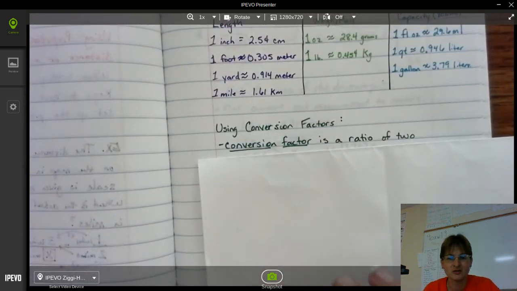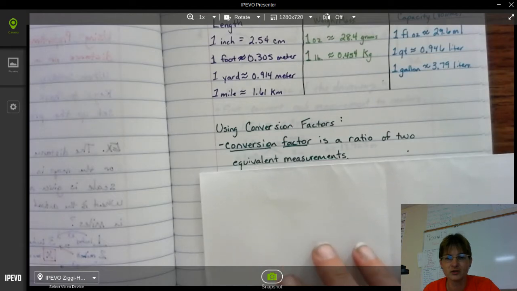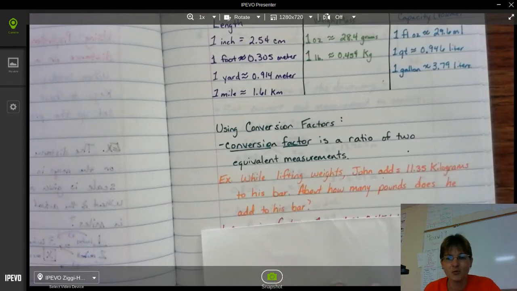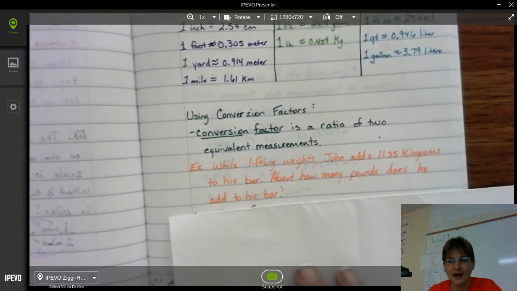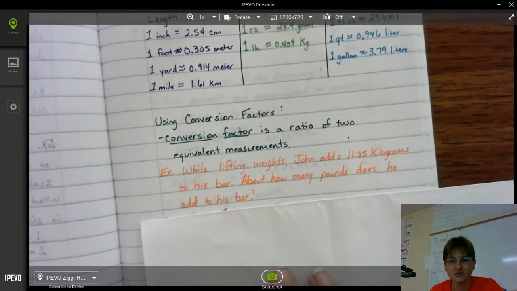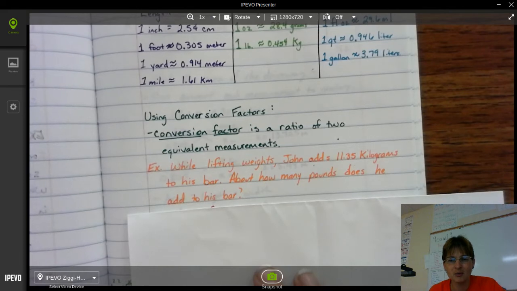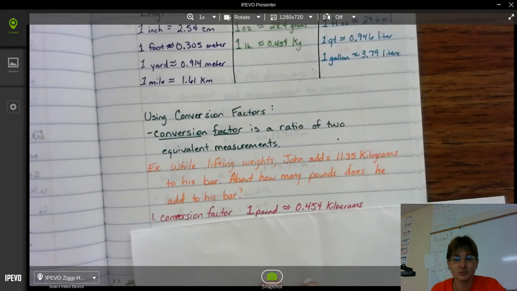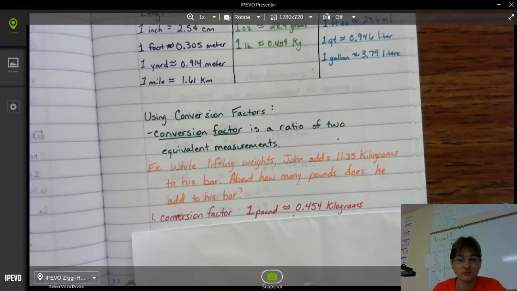So using the conversion factors. A conversion factor is a ratio of 2 equivalent measurements. So for example, while lifting weights, John adds 11.35 kilograms to his bar. About how many pounds does he add to his weight? So using the conversions above, we know that 1 pound is approximately 0.45 kilograms.